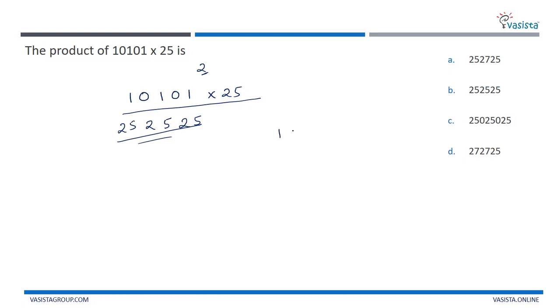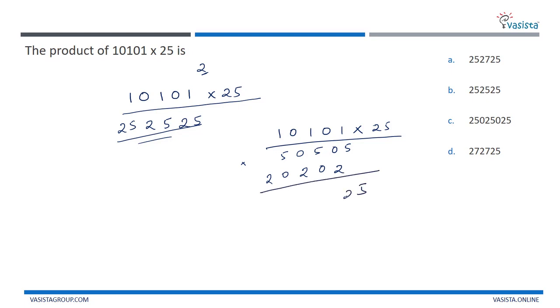Or otherwise you can go with individual digits, that is 10101 into 25. You can start multiplying by 5 first. 5 ones are 5, 0, 5 ones are 5, 0, 5 ones are 5. Then multiply with 2. 2 ones are 2, 0, 2 ones are 2, 0 and 2. Now add it: 5, 2, 5, 2, 5, 2.